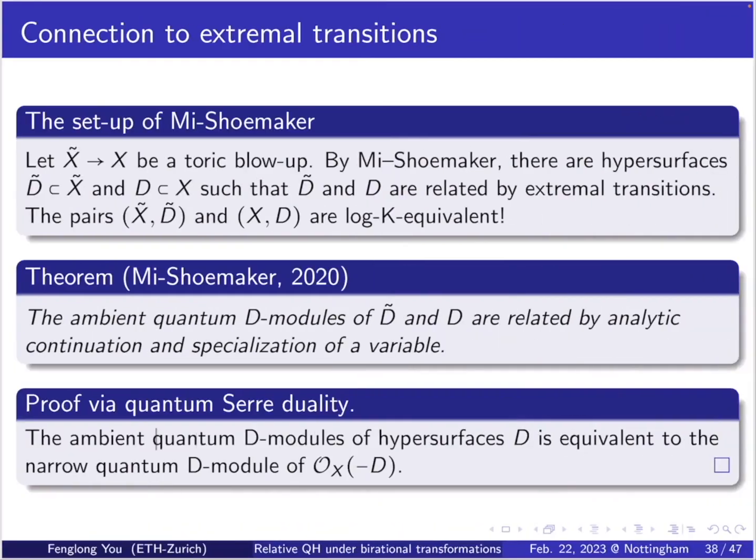The way they prove it is through quantum Serre duality, which relates the Gromov-Witten theory of the hypersurface with the Gromov-Witten theory of the total space of the bundle. So what they actually prove relates the Gromov-Witten theory of the total space of the bundles, and that is the same as the relative Gromov-Witten invariants of these pairs. So that's why we just directly use this result.